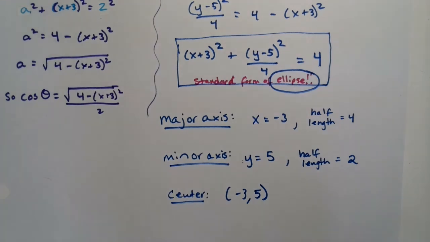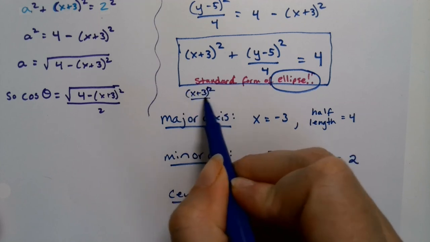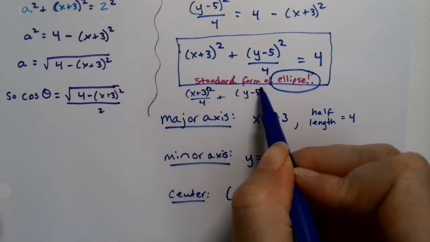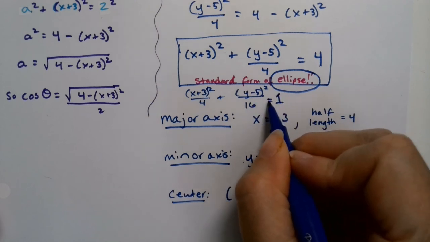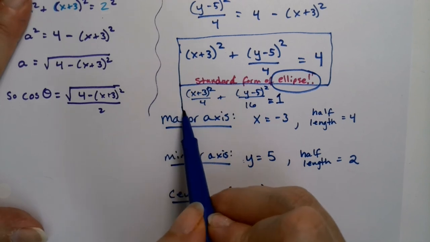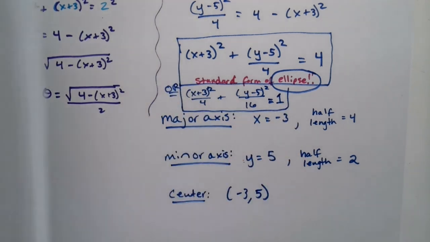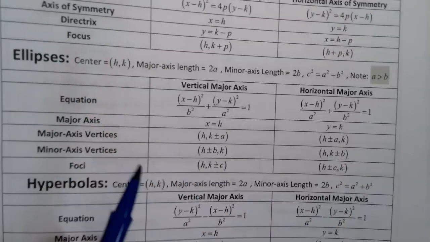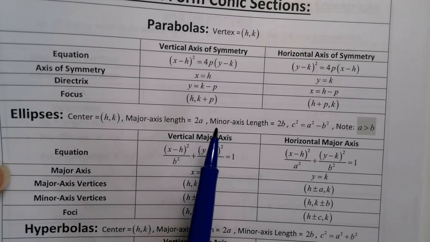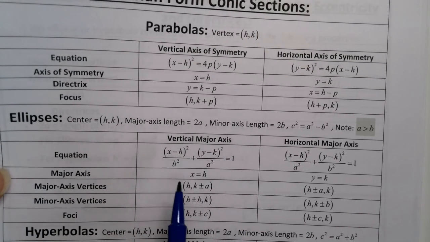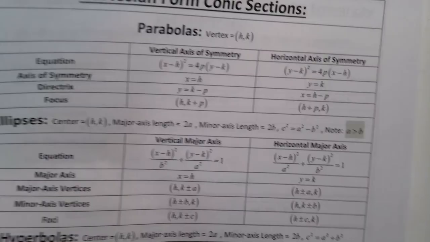Another way to write the form of this particular one would have been to say (x plus 3) squared over 4 plus (y minus 5) squared over 16 equals 1. That's actually the more standard form, to set it equal to 1. And when you do that, it matches the patterns that we have written down from pre-calculus. This is on your conic sections reference sheet, but it's from pre-calculus. So we have a vertical major axis, and so it looks like this. And so our major axis vertices are k plus a and k minus a, right?